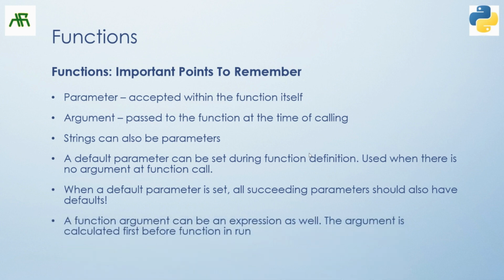A function argument can be an expression as well. The argument is calculated first before the function is run. This is another feature. You can give an expression as an argument, but the expression is calculated first. For example, 4a plus 5 with the value a. So 4a plus 5 is calculated first, and then the function is called. This is passed as an argument value for the function.